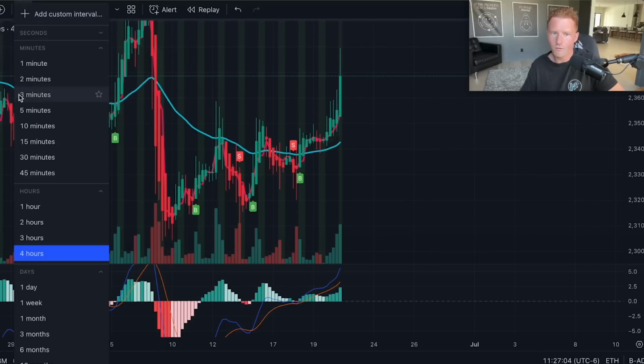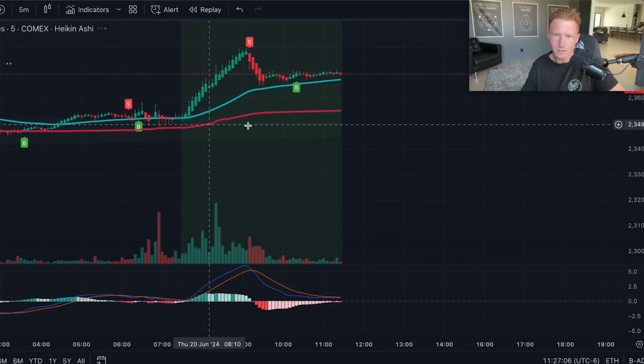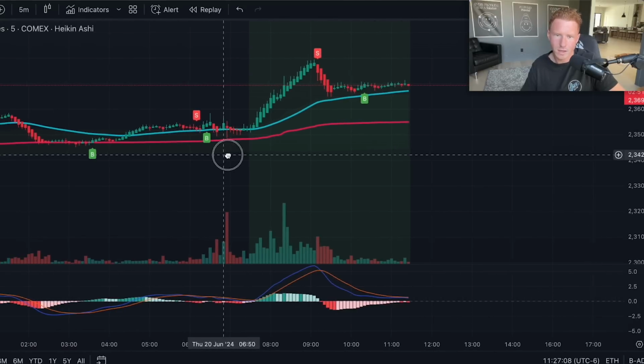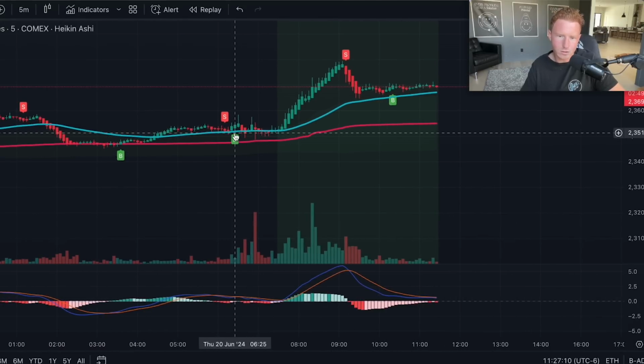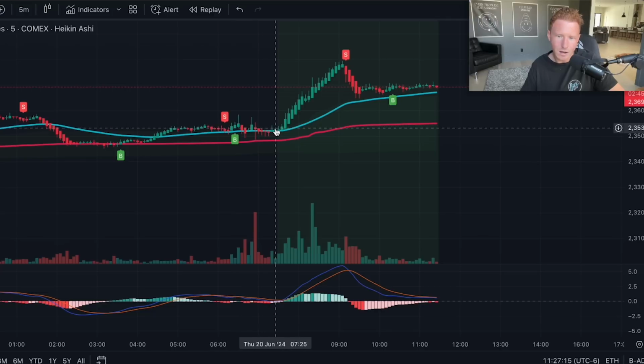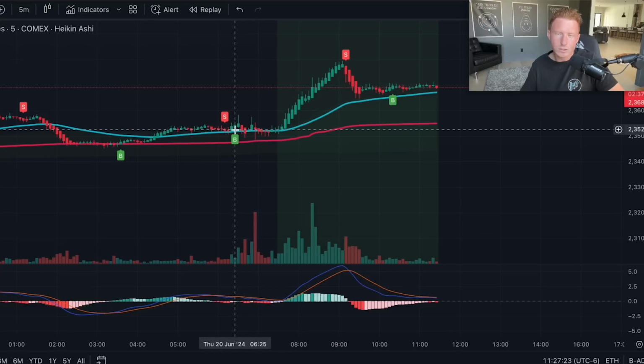Now, if we go over to a 5-minute time frame, we're going to zoom way in here. We already know the 4-hour trend is up, right? Before the market opened during pre-market, this is at 6:25. Remember, we entered basically right when the market opened, right before it. So we can see that the 5-minute was also in a buy signal, okay? So we have the 4-hour in a buy signal. We have the 5-minute in a buy signal.